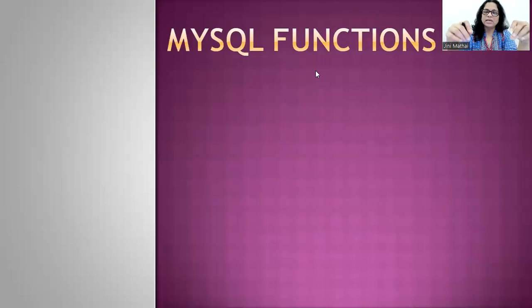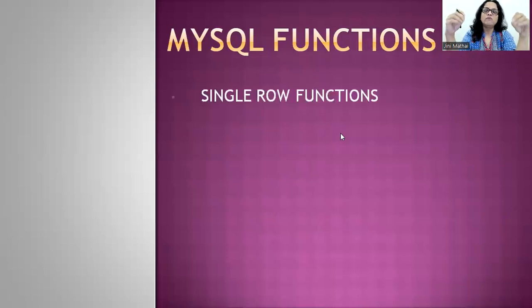Now in MySQL, functions are classified into two categories. The first one being single row functions. Now, what do single row functions do? Single row functions work on one row to give you one answer. So if it works on 4 rows, it will give you 4 answers, which means one answer per row that the function has acted upon. So single row functions are functions that work on multiple rows but give you multiple answers.